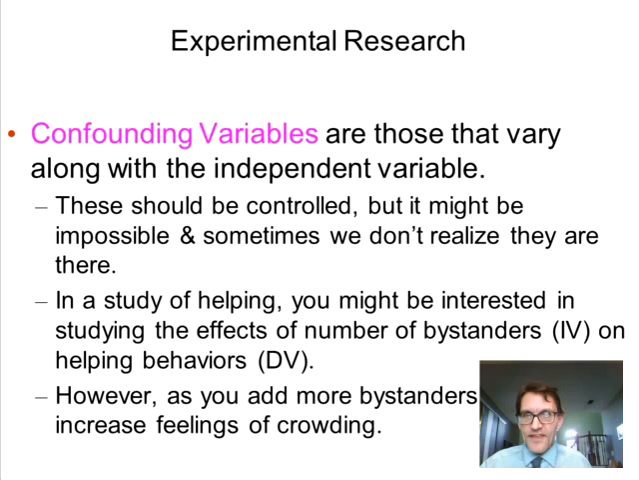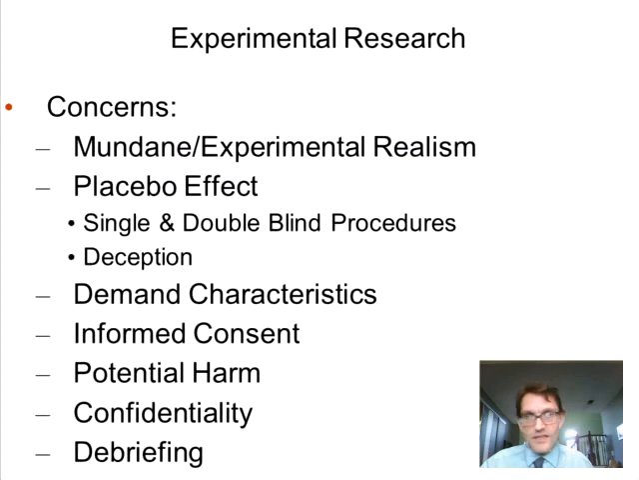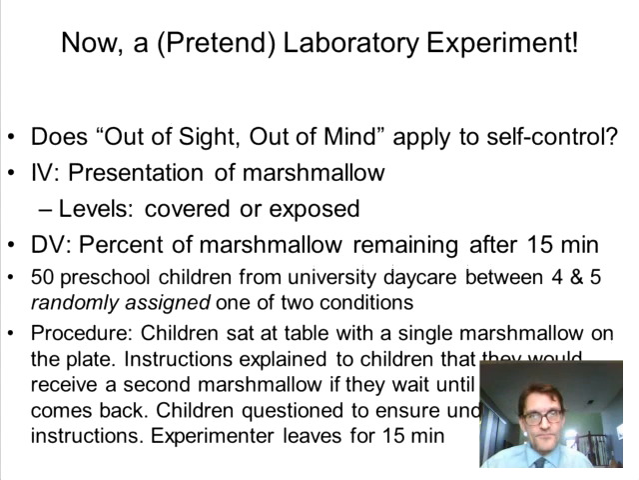Confounding variables are a little different. I'm probably just going to let that go because a sufficient explanation is far more than I think we need for this course. So, true experiments. Only true experiments allow for the causal claim. What are the concerns? Again, that's more than we need for this class.